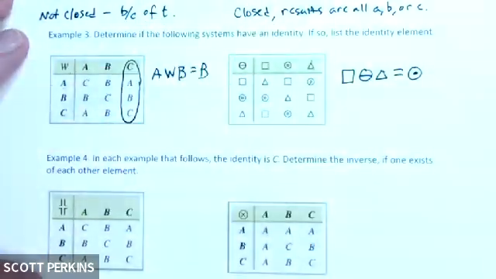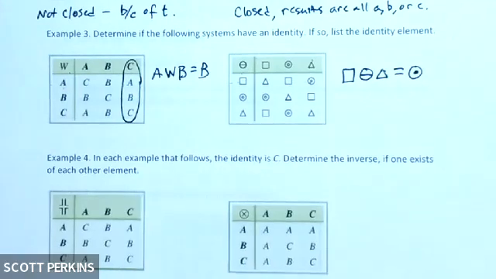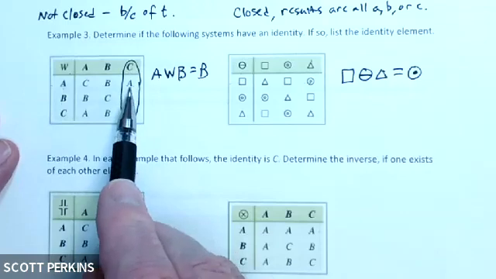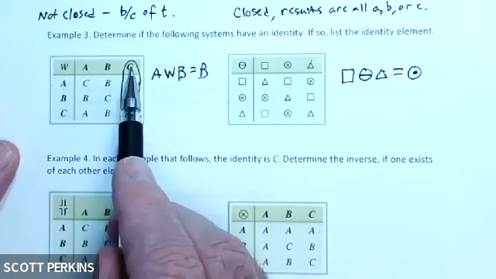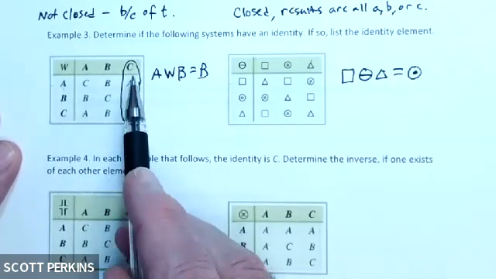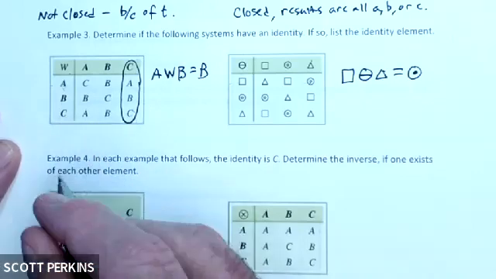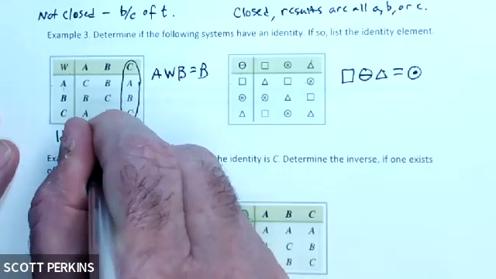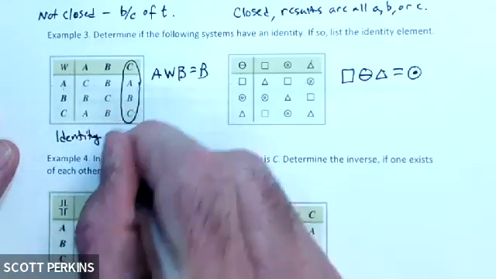That's this column right here. When I combine A and C, I get A. When I combine B and C, I get B. When I combine C and C, I get C. So is there an identity for this one? The identity is C.